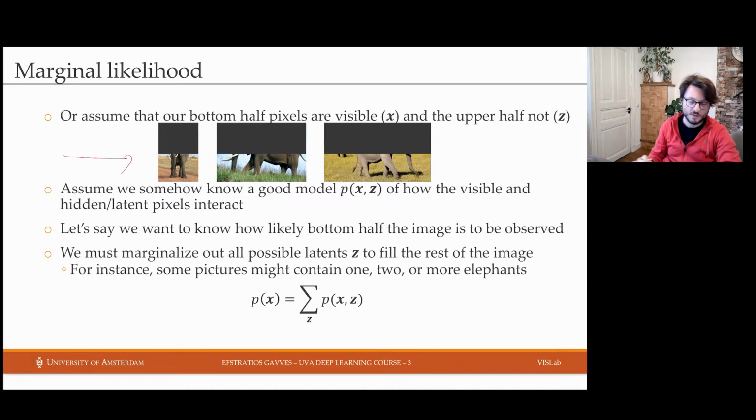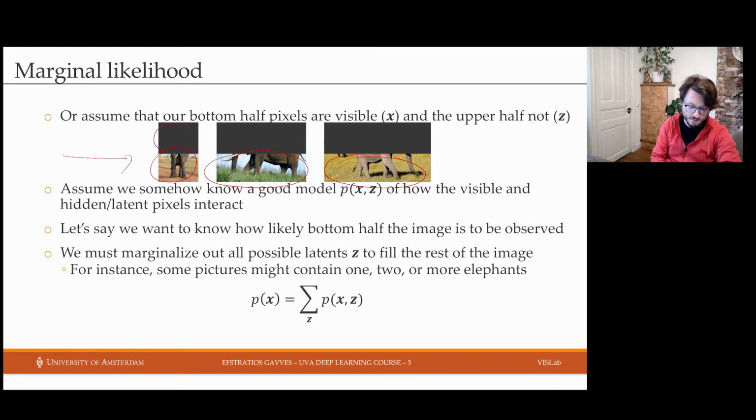Assume, for instance, we have this set of pictures, and the bottom half of our pictures is visible, while the upper half of the pictures is blacked out. Now assume also that we have a good model, P of X comma Z, basically capturing the correlations between the visible and the latent pixels. And we want to now compute how likely it is to have such a half picture, so basically these bottom halves. To do that, we again have to marginalize out over all possible latent pixels.